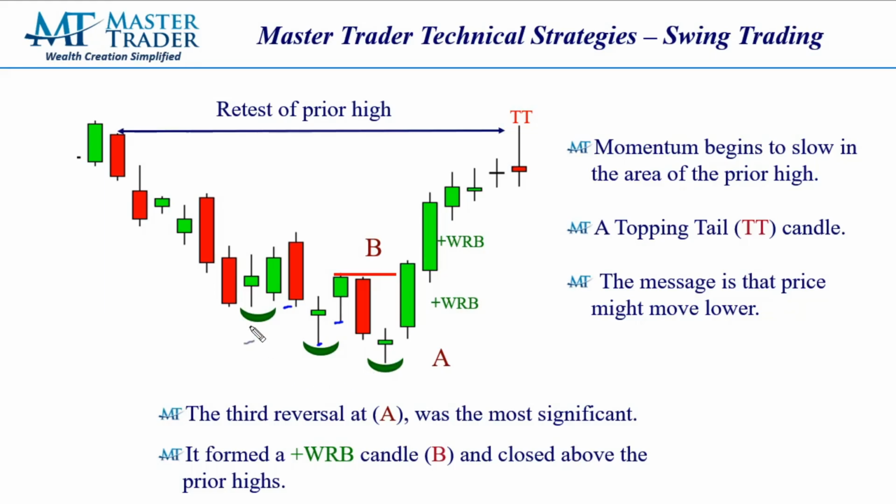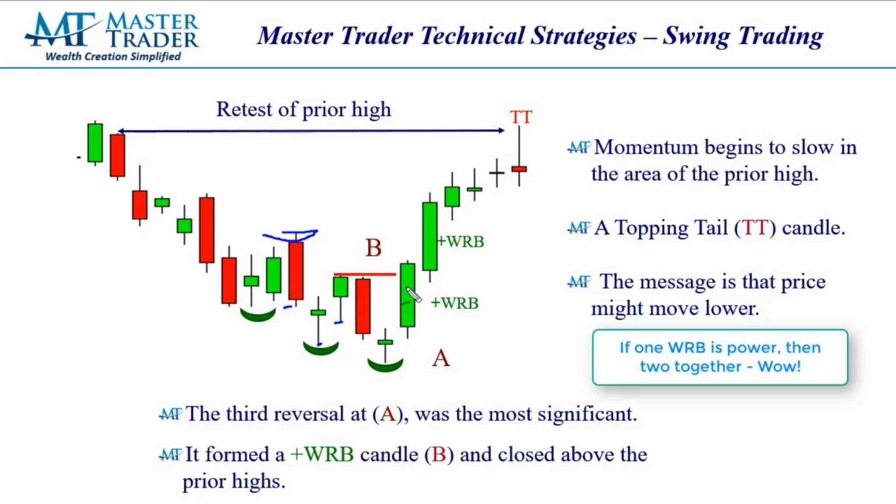So now we've got multiple moves to the downside. And on each move down, we do see that buyers begin to step up, but they're just not able to overcome an area of resistance. And at A, we get a wide range bar, and that's followed by another wide range bar that then overcomes this swing high here. That's a pretty powerful message.